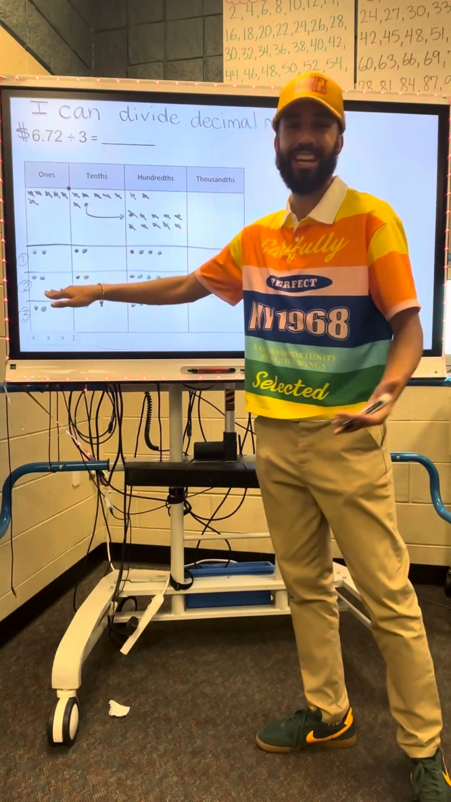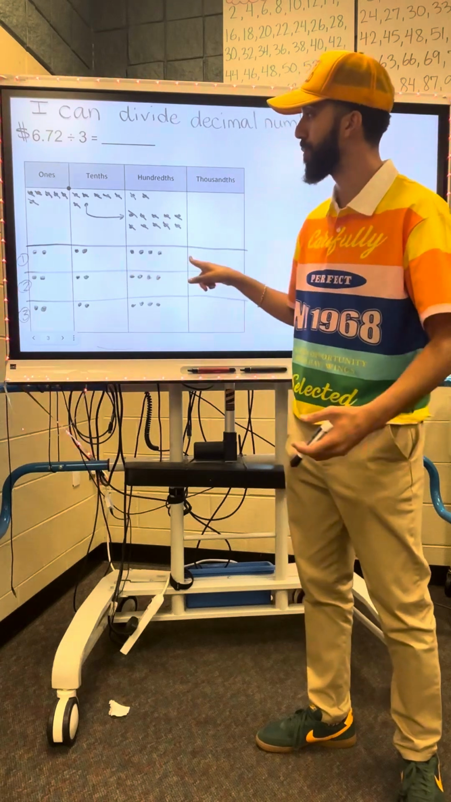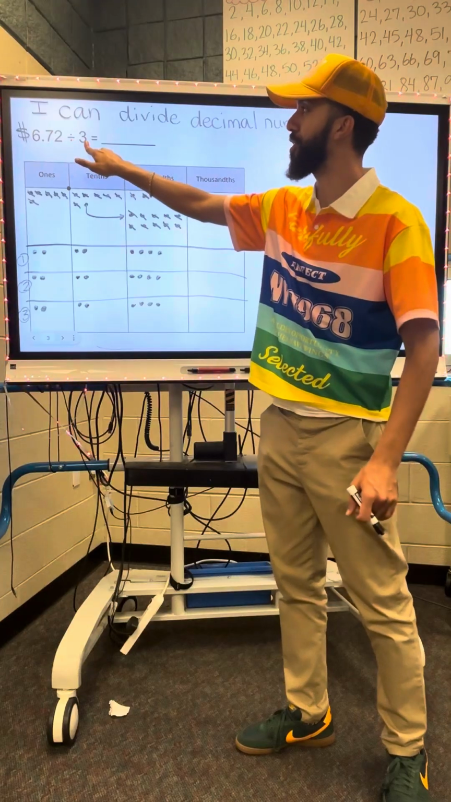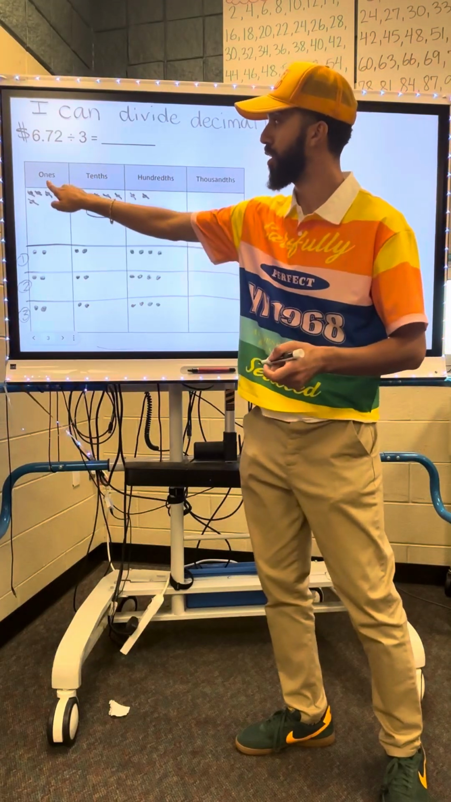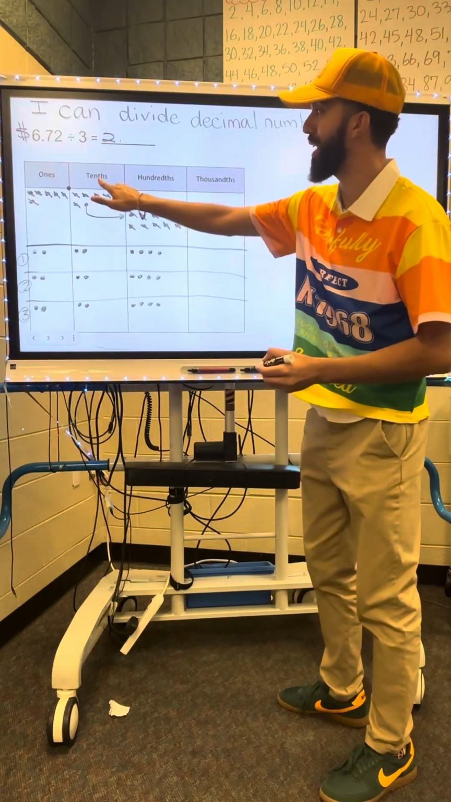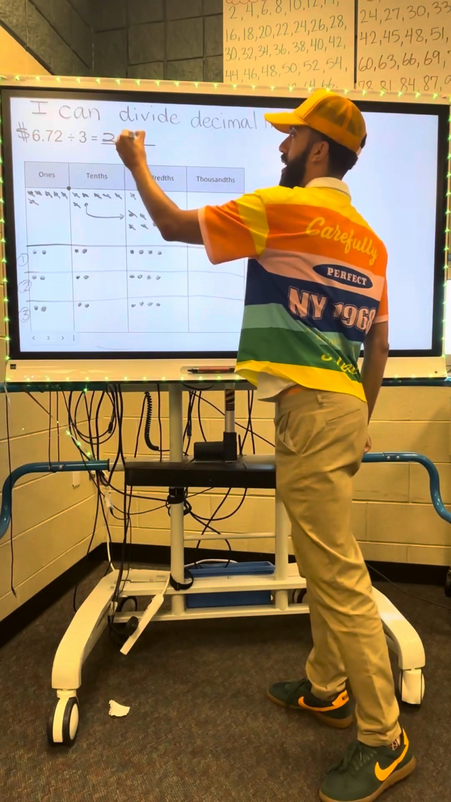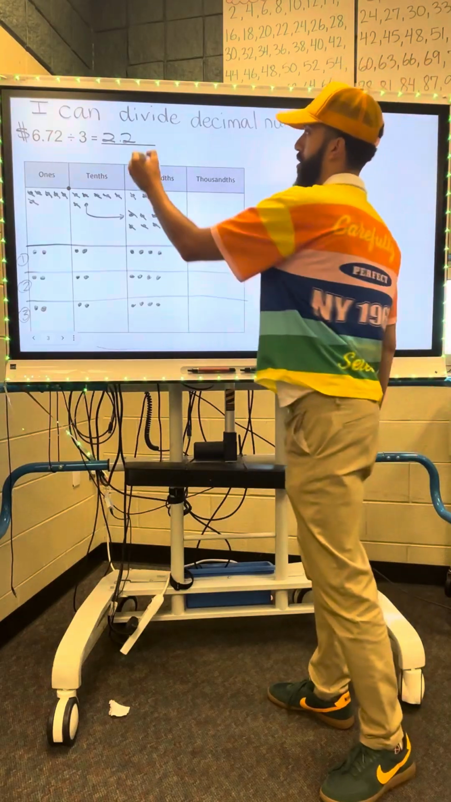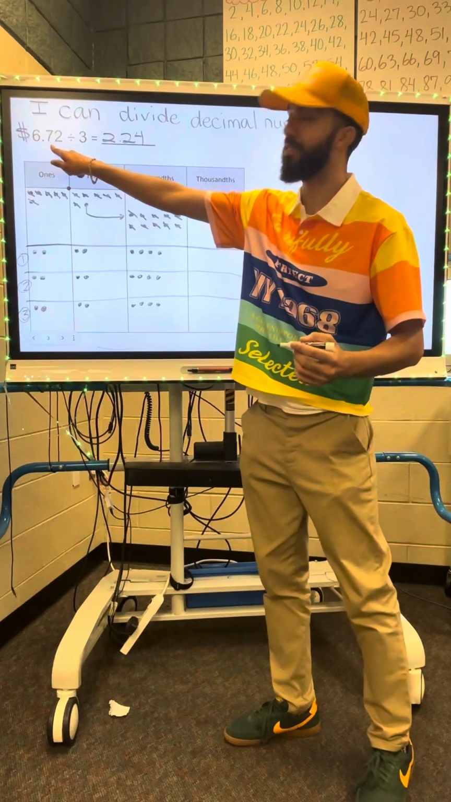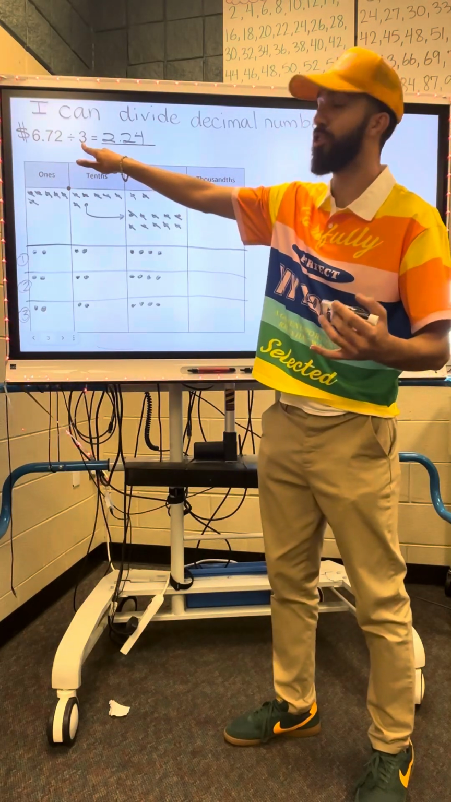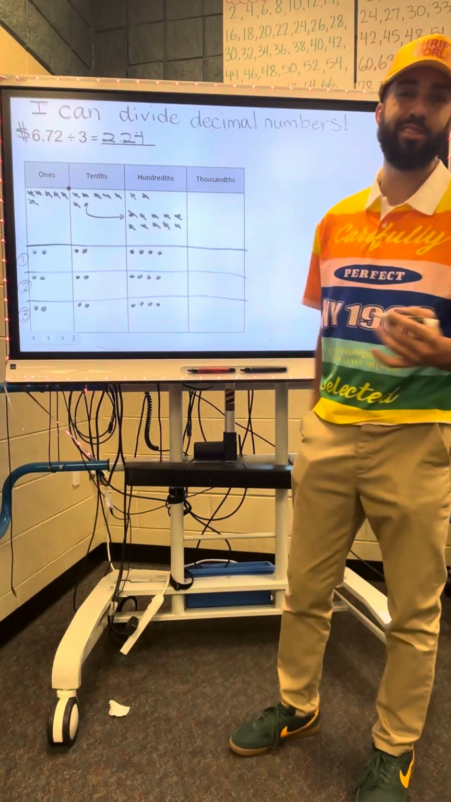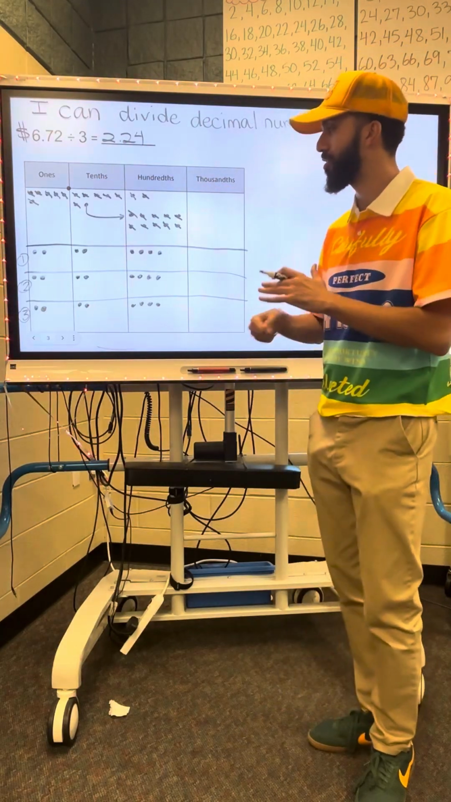So you can look at any group. I always look at the first one. So I know 6 and 72 hundredths divided by 3 is 2 ones, 2 tenths, and 4 hundredths. So if I had $6.72 and I had to share between 3 people, we each would get $2.24. Easy peasy, lemon squeezy.